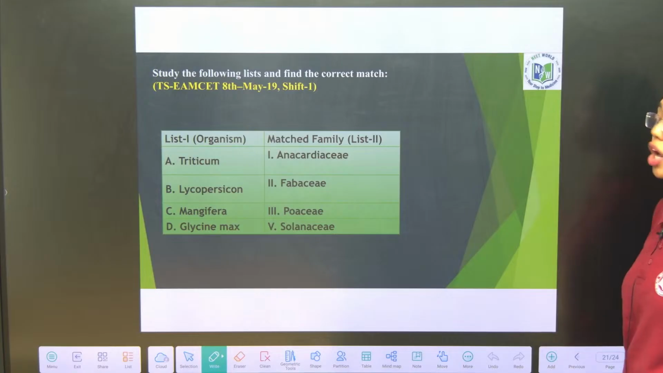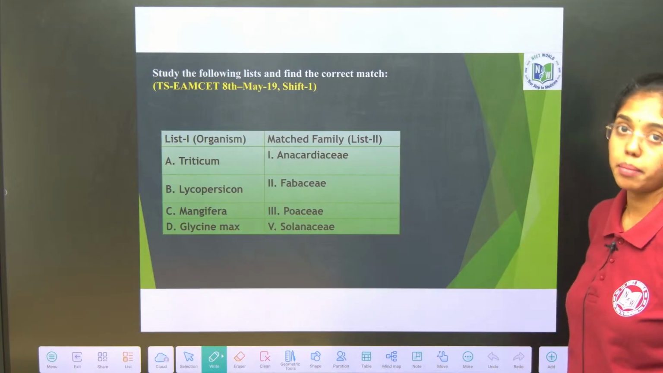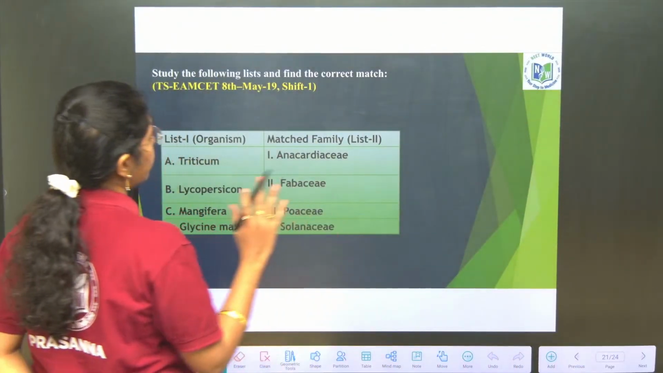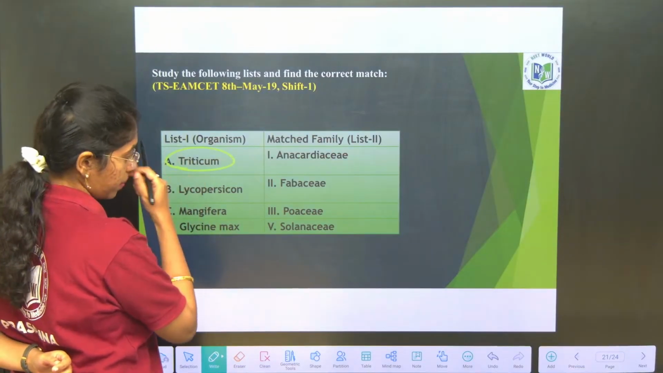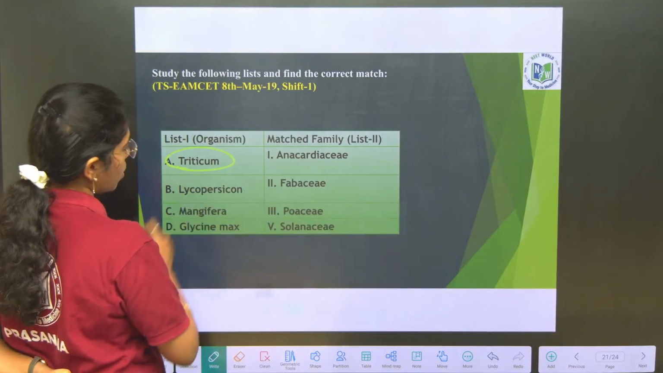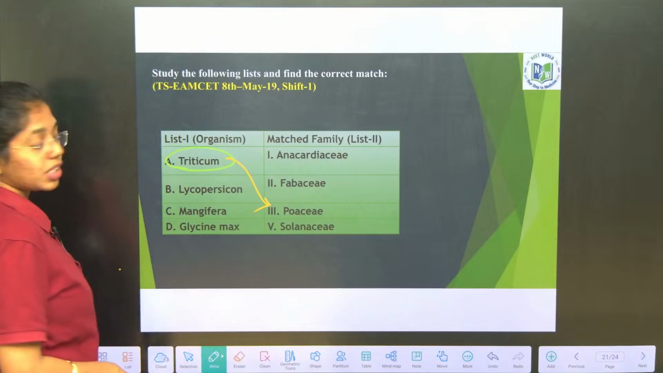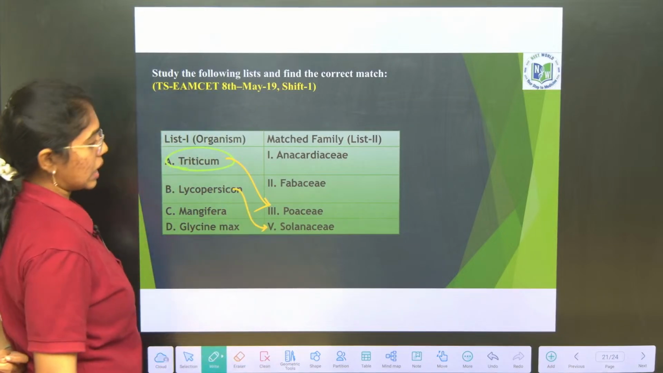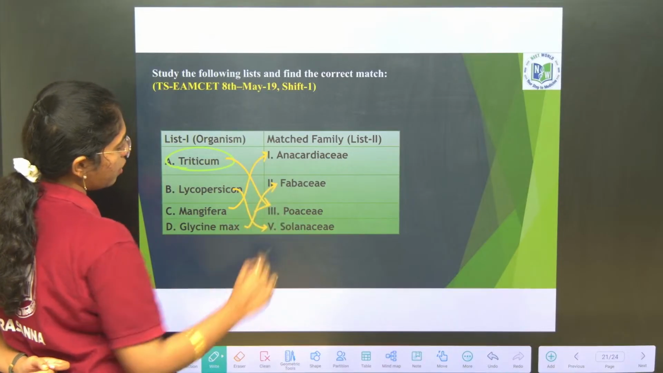Here options are not provided, but then we have to give the right matching. Study the following lists and find the correct match. So here you see genera Triticum. Triticum comes under which family? Poaceae, right? Triticum comes under Poaceae. Lycopersicon esculentum, that is tomato, which comes under Solanaceae. Mangifera indica under Anacardiaceae, Glycine max under Fabaceae.